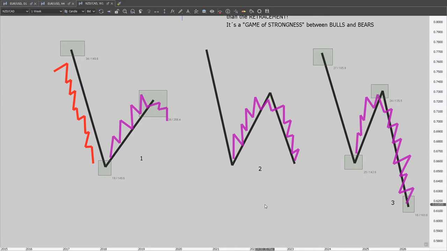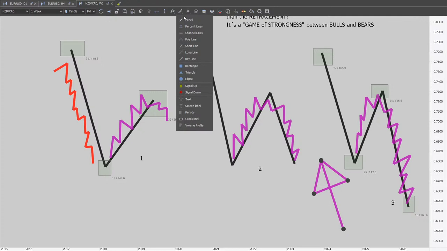Which one is confirmed? Number three. Number one, no, Tari. No. And this is a beginner mistake, everybody. Number one is not confirmed. And even number two is not confirmed.